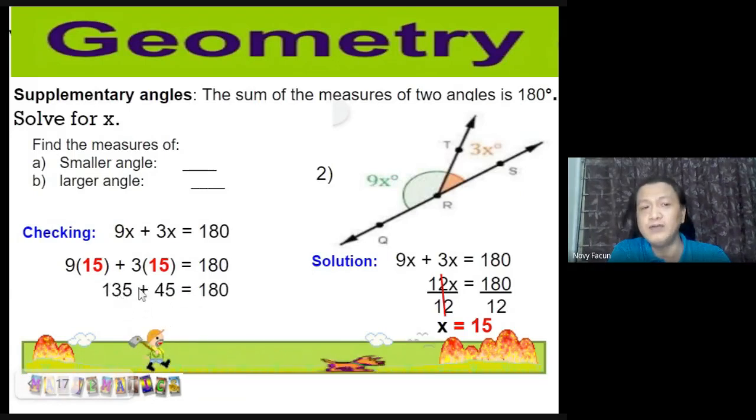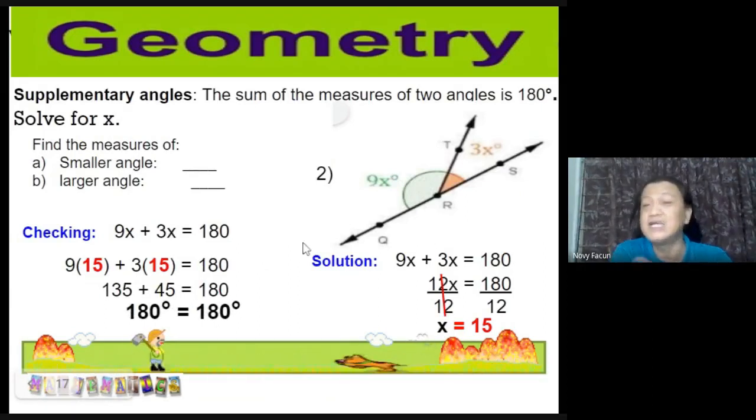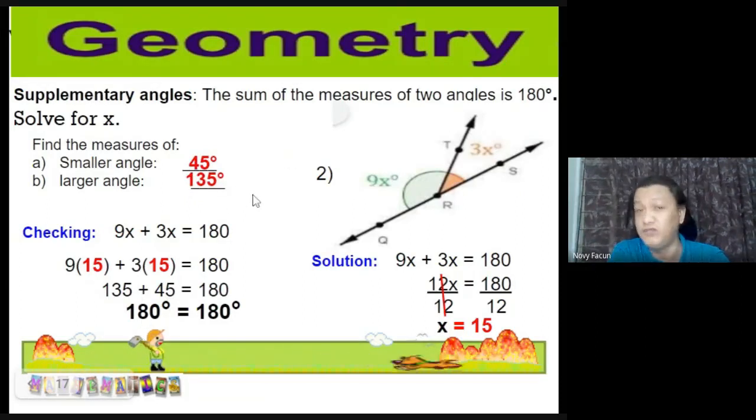Okay, and then 135 plus 45, what is the sum of this? That is 180. Okay, that is 180 equals 180. Kailangan makita natin yan. That is the supplementary. And then, you can now, what is the answer? What is the smaller angle? So, titignan mo na lang siya dito, 45 degrees, and then the larger angle is 135.